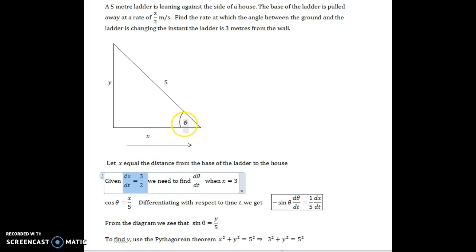And we're asked to find this angle right here. How fast is that angle changing the instant that the ladder is actually 3 meters from the house, or in this case, x equals 3. So that's what we're given.